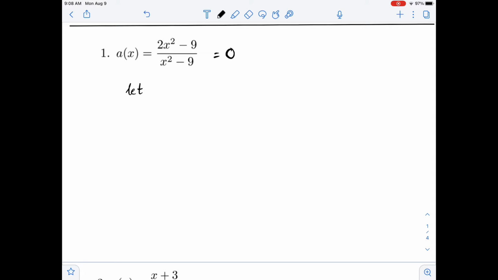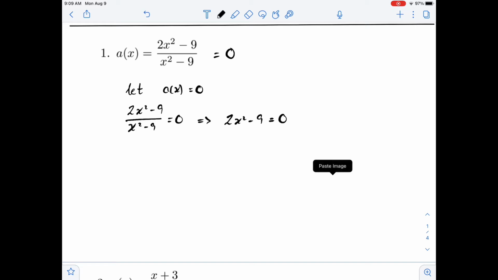So that's what we're going to do here. I'm going to let a of x equal 0 and solve. 2x squared minus 9 all over x squared minus 9 is equal to 0, and therefore 2x squared minus 9 must be equal to 0. I just have to solve for x, and I'm sure none of you have too much difficulty doing that. I'm just going to add 9 to both sides, so 2x squared is equal to 9, and dividing both sides by 2, x squared is equal to 9 over 2.